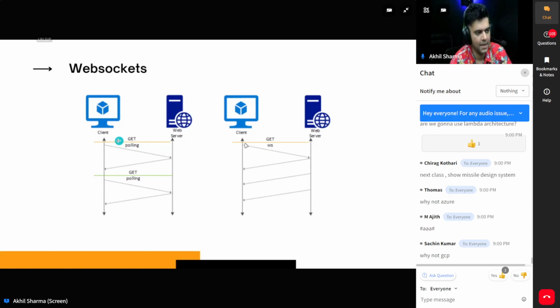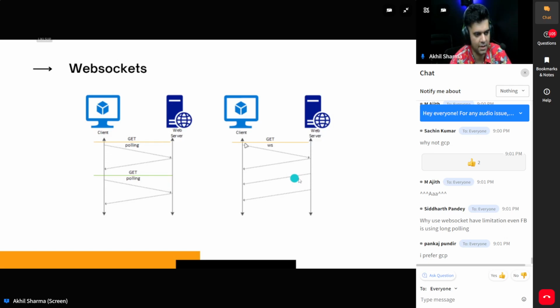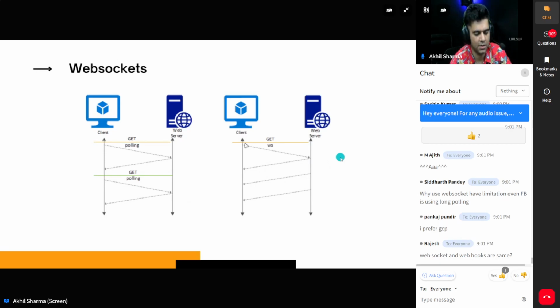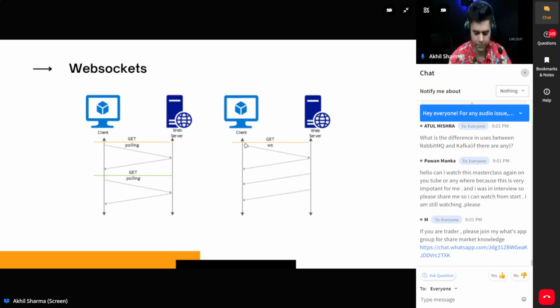Instead of making a request and getting a response again and again, what you do is you just make a handshake, a WebSocket handshake. And then the web server can keep sending you data one after the other. You don't have to make any request. So it's asynchronously pushing data to you, like all the notifications or the real-time information, whenever the web server has any update on the information that you're supposed to see. So that's basically your WebSockets.